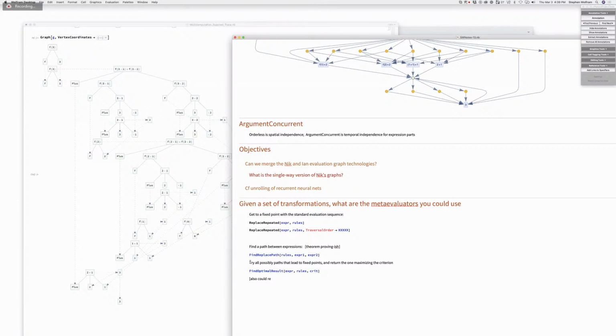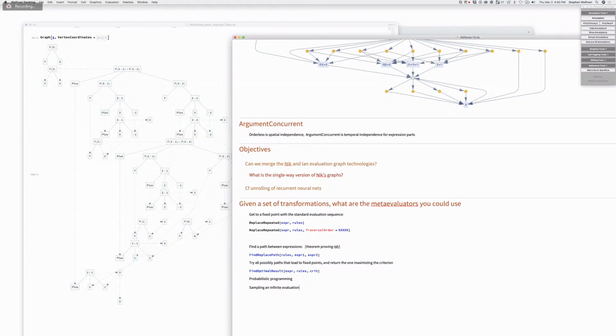Okay, this case here: try all possible paths that lead to fixed points, and return the one that maximizes the criterion. And then the other cases are things like the probabilistic programming case, where you take a slice across all the paths. That's another case. Or there are probably cases which we don't understand very well yet that involve sampling and infinite evaluation. Making sense? Is this making sense to people?